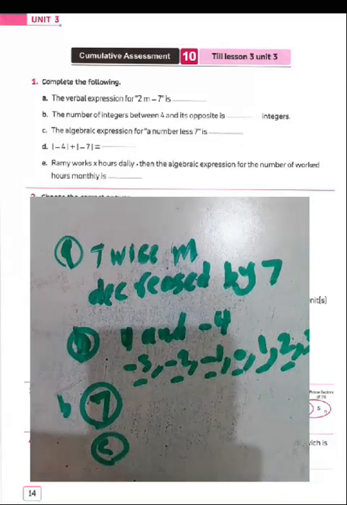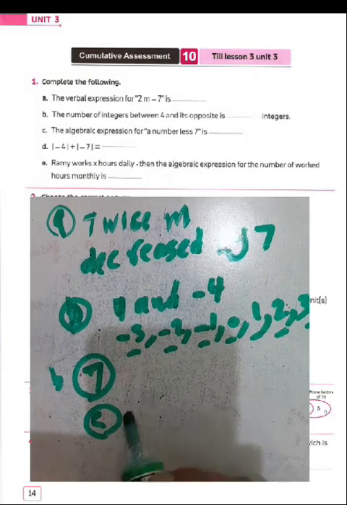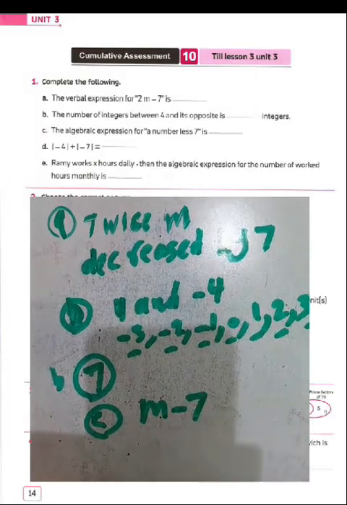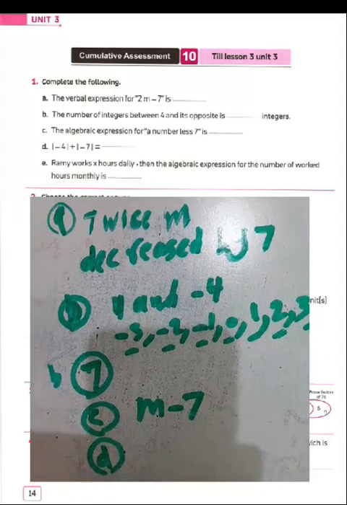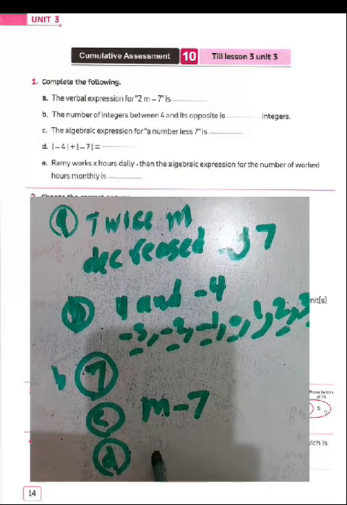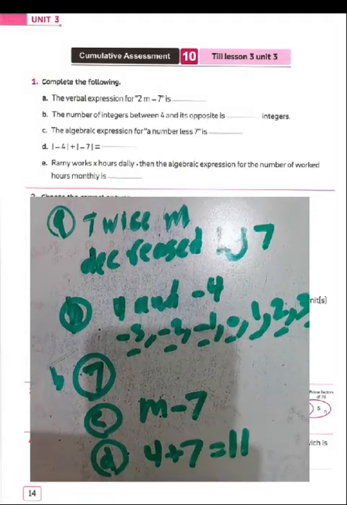Question letter C, the algebraic expression for a number minus 7, meaning x minus 7 or m minus 7. M refers to the number. Question D, absolute value of negative 4 plus the absolute value of negative 7, it will be 4 plus 7 equal 11.